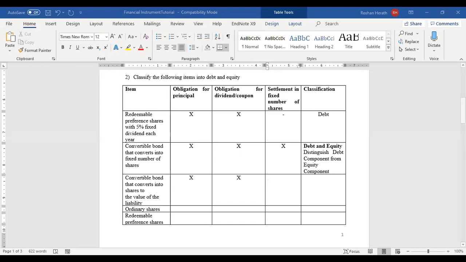So at the time, let's say the market price, the fair value per share at the maturity, is 250. So this is what you get. If it is 5 million, at 250 per share, you'll be getting 20,000 shares.